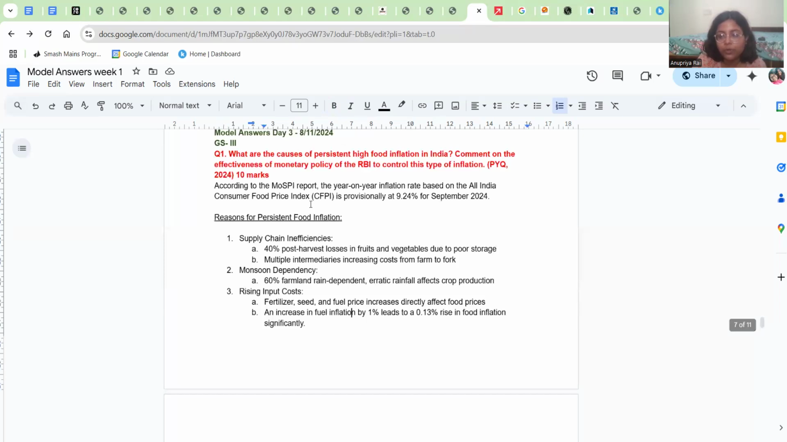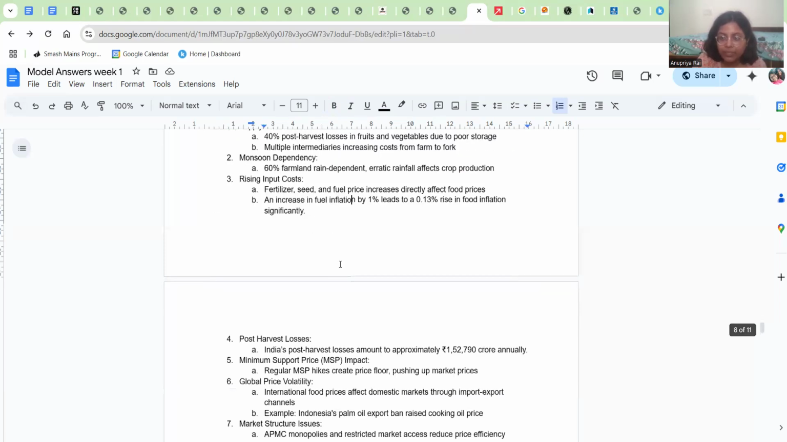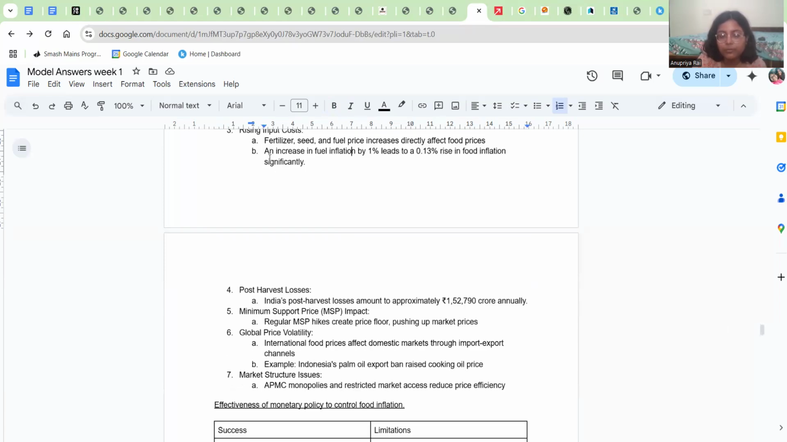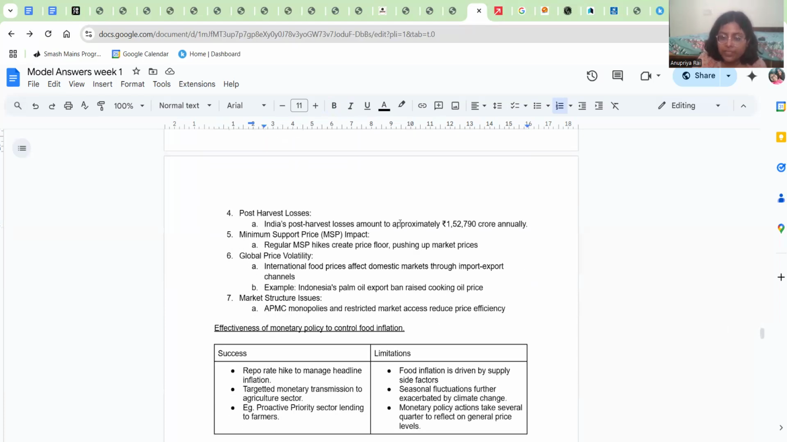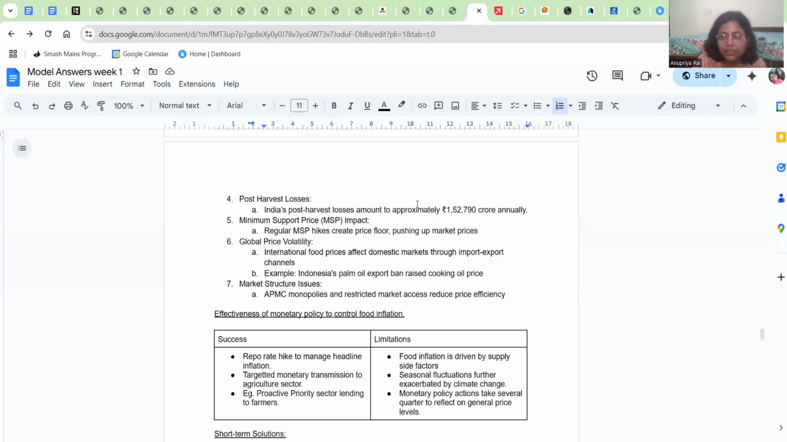See, you have to support your answers by data, examples. Your argument needs some substance. For that reason, you need some data. For example, an increase in fuel inflation by 1% leads to a 0.13% rise in food inflation. So fuel inflation and food inflation are connected. Then post harvest losses, all these data you will get in the newspaper on a day-to-day basis. So if you get any data, please note it down. It will be beneficial for you while writing the mains answer.